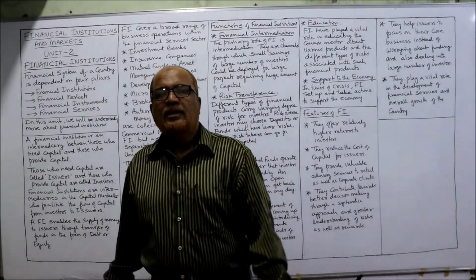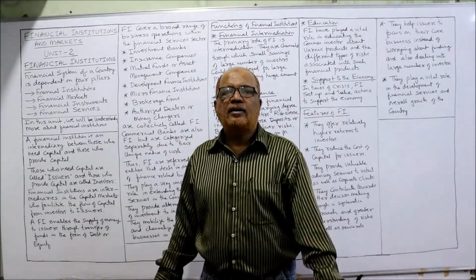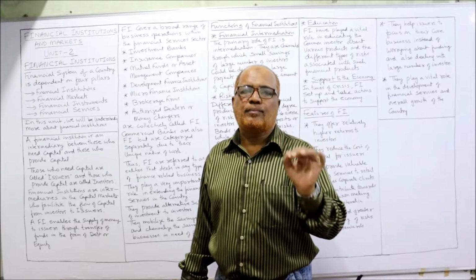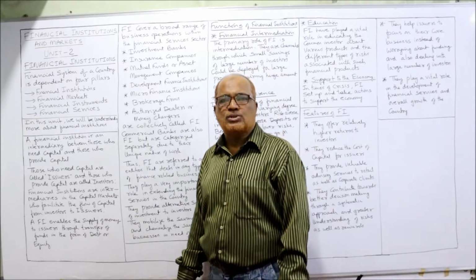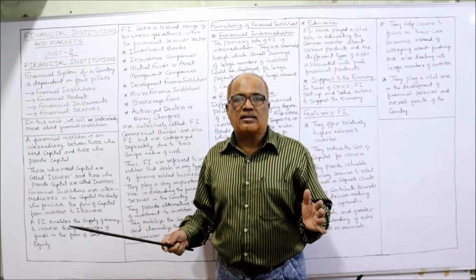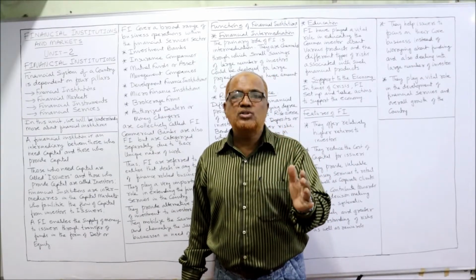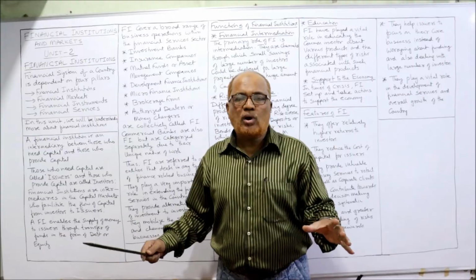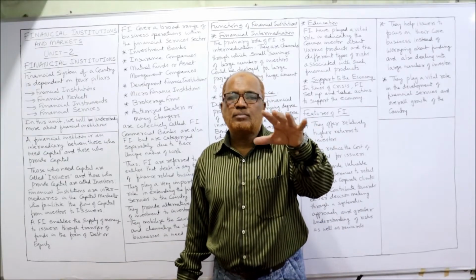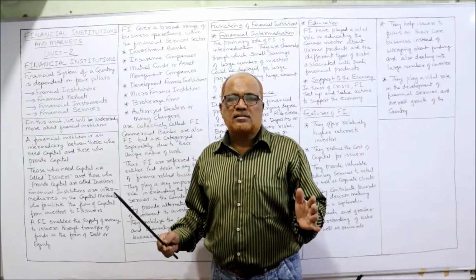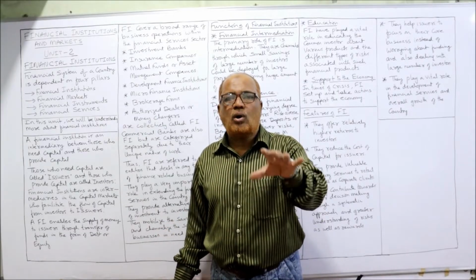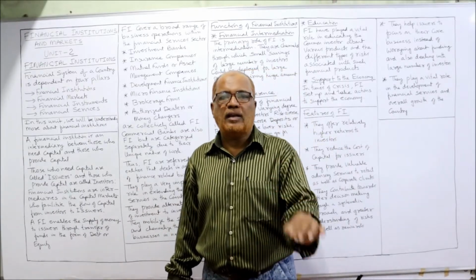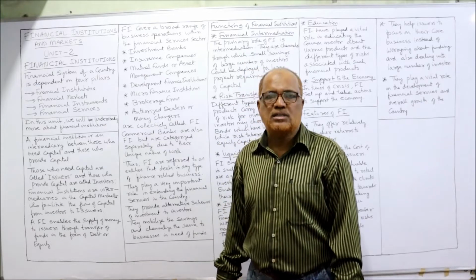So first of all, the financial system is dependent on 4 pillars. The 4 pillars of the financial system in any country are: first, financial institutions; secondly, financial markets; thirdly, financial instruments; and lastly, financial services. These 4 are the pillars of the financial system in any country. So the success of this financial system depends on these 4 pillars. Now in this unit we are going to understand only one pillar, that is financial institutions.